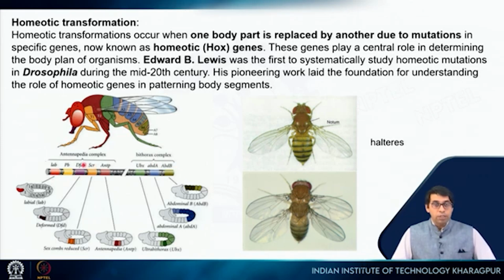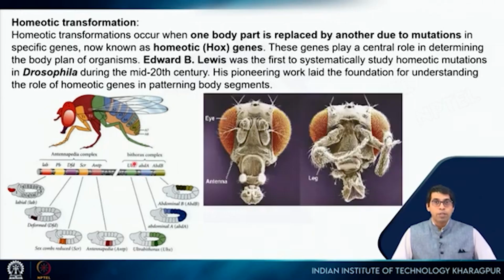In fact, the position of these genes is also important, which is called the collinearity of these Hox genes. So in this case, the antenna, which comes out from the head of the Drosophila, is normally determined by this antennapedia. Okay.